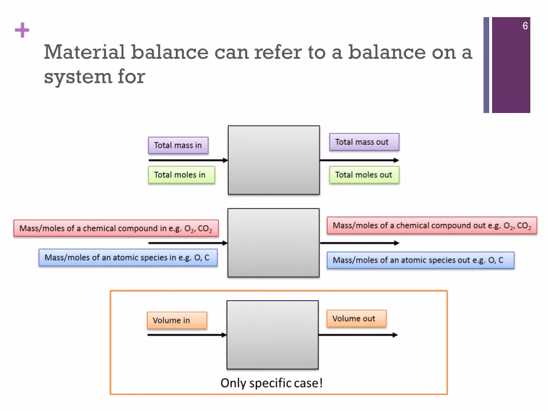The final one is using volume balance. This volume balance can only be used in specific cases, and as a rule of thumb, it's better not to use this. So whenever you get a volume as the basis, you have to convert it to mass or to mole accordingly.